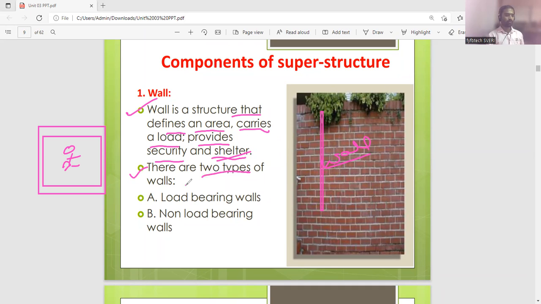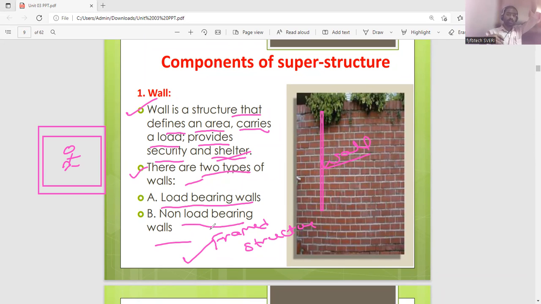There are two types of walls. One is load bearing walls and the other is non load bearing walls. And non load bearing walls are also called framed structure. So what is a load bearing wall? What is a non load bearing wall? All of you listen to me carefully. Whenever a structure is made up of beams and columns, then that will come under framed structure, that is RCC structure.